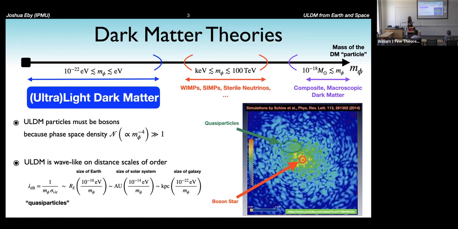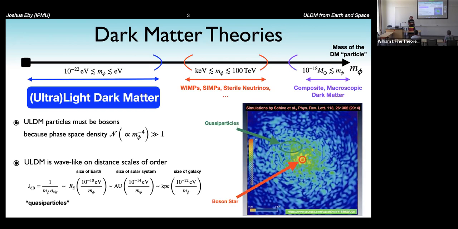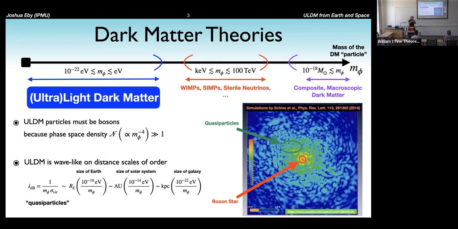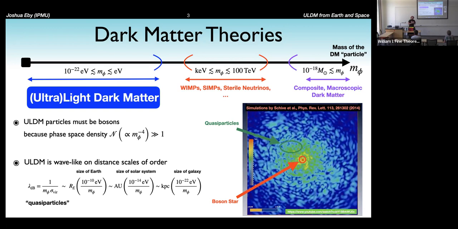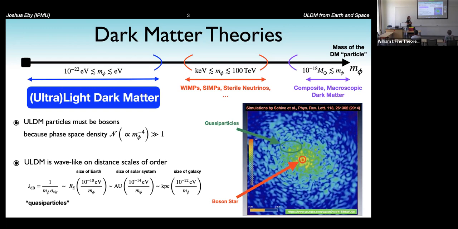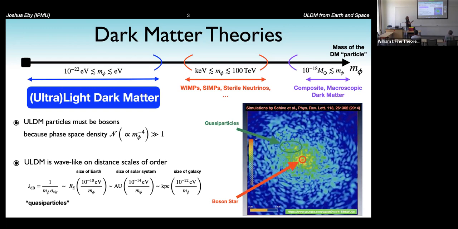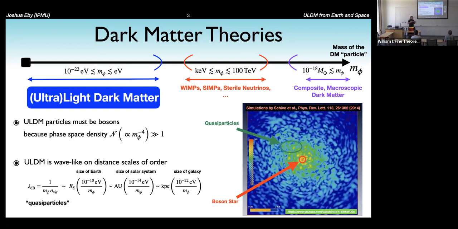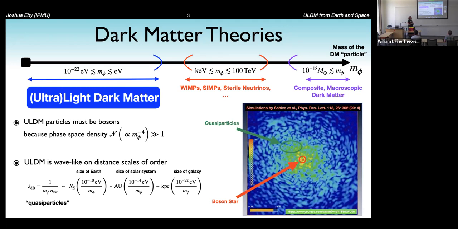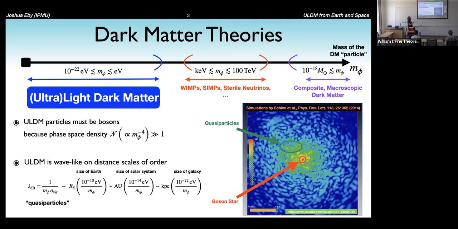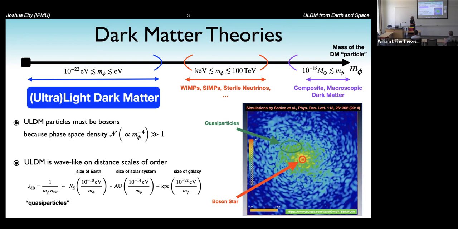Play one more time. The green and yellow splotches are traveling waves of typical size of the de Broglie wavelength. Those are sometimes called quasi-particles or granules. And those travel through the galaxy, they merge and coalesce. They're essentially just traveling waves of dark matter. And in the center of the galaxy is something known as a boson star, which I'll talk about a little bit as we go on. Boson star is the ground state of the ultralight dark matter field. And these simulations suggest that in the center of galaxies, you find large occupation of the ground state.